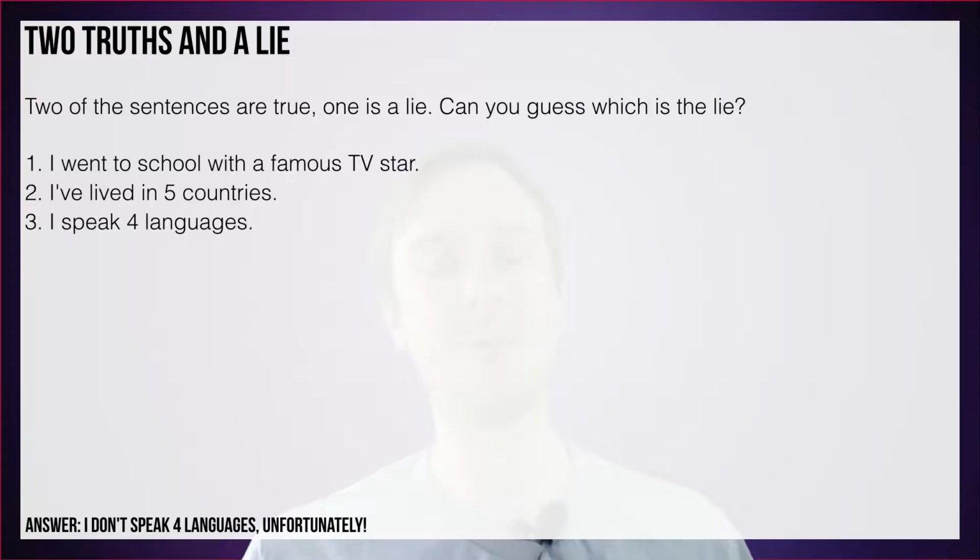We start with the classic two truths and a lie. For some teachers I know, this is their go-to icebreaker, which is one of the reasons why it's not mine, because I like to be different. Quite simply, you start this icebreaker by showing three sentences about yourself. So for me: I went to school with a famous TV star, I've lived in five countries, and I speak four languages. Now, two of these sentences are true and one is a lie. The students need to guess which is true and which is a lie.